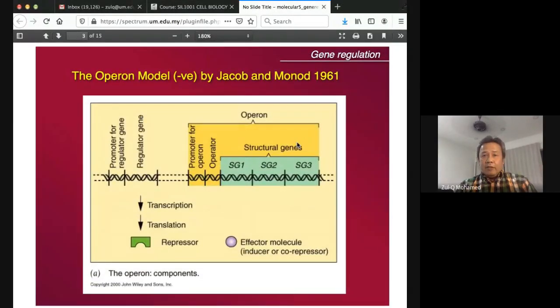This is an example of an operon. An operon is an organization of genes. Normally we would expect one gene to have one promoter and so on, but they found that in bacteria, because the bacteria is such a small organism, it needs to save space. So instead of every gene having its own promoter, any gene or group of genes that is related in terms of its function can group together, right?